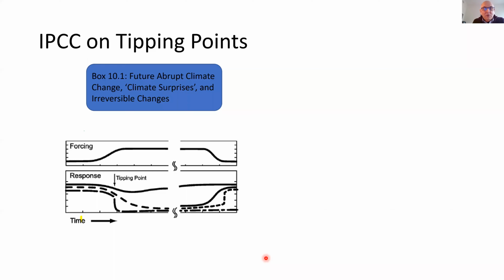This is a picture that I took from the IPCC, which sort of explains what a tipping point is to a lay person, lay here being non-mathematical, where there's some background forcing that changes, and then in the response, there's a sudden drastic change in the state of the system.